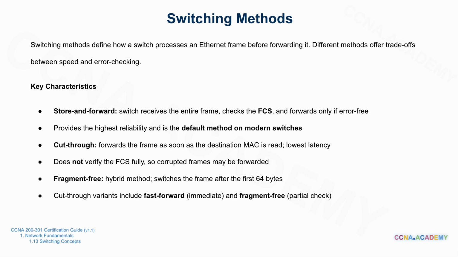Switching methods describe how quickly a switch processes frames before forwarding them. Store and forward is the most common. The switch receives the entire frame, checks the FCS, and forwards only if it's clean. That makes it reliable and ideal for modern networks. Cut-through is faster because the switch starts forwarding as soon as it reads the destination MAC, but it may forward corrupted frames. Fragment-free is a hybrid that waits for the first 64 bytes to avoid partial collisions. Understanding these methods helps explain the balance between speed and accuracy.